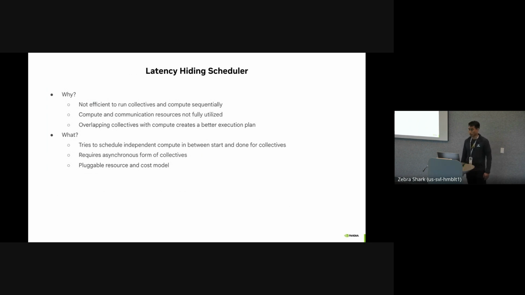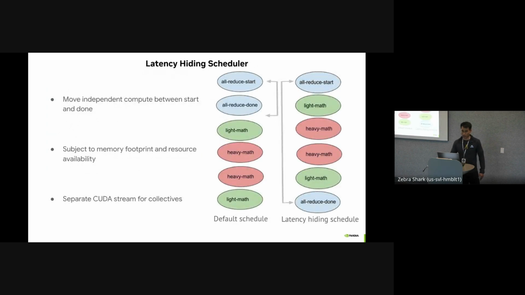And we also want to keep everybody busy on the GPU, including all the compute and communication resources, to have a much better execution plan. So what it does is it tries to schedule concurrency of compute and the collective kernels. It's also able to recognize the async form of the collectives, and also has a pluggable resource and cost model to drive its decisions.